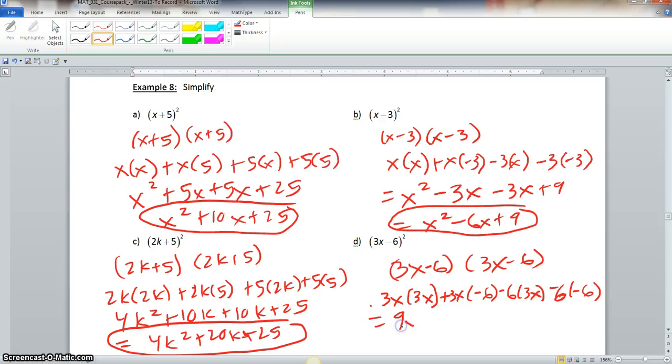3x times 3x is 9x squared. 3x times a minus 6 will give you minus 18x. Minus 6 times 3x is a minus 18x. And a minus 6 times a minus 6 is a positive 36. When you combine these like terms, you get 9x squared minus 36x plus 36. And you're done with that problem.